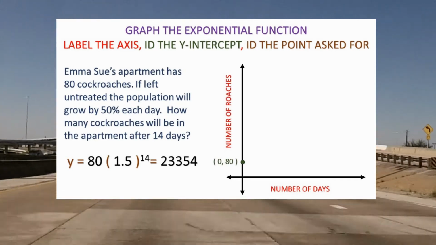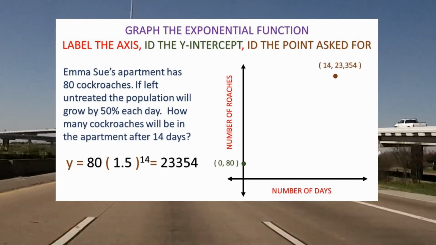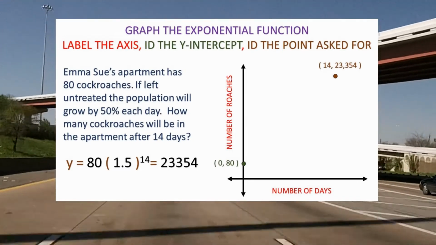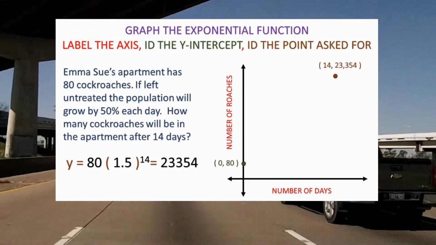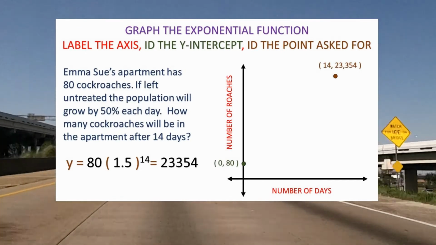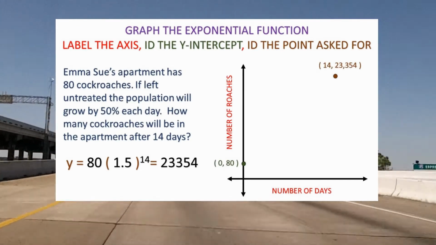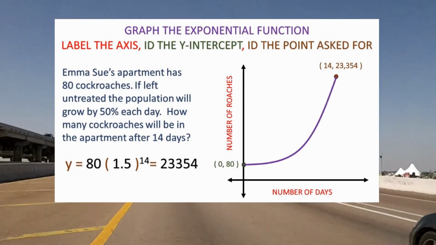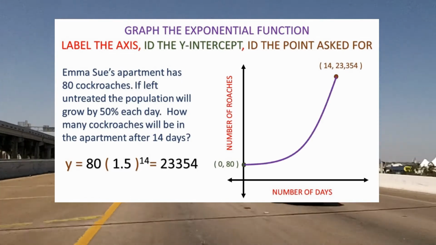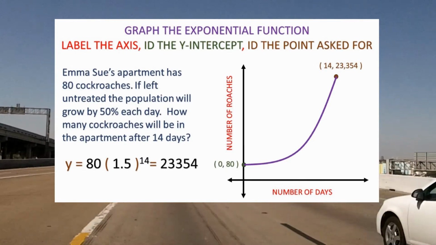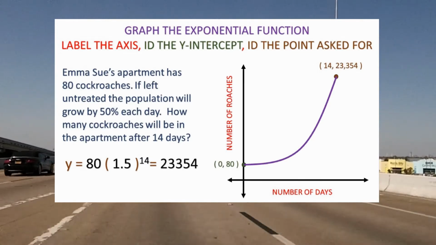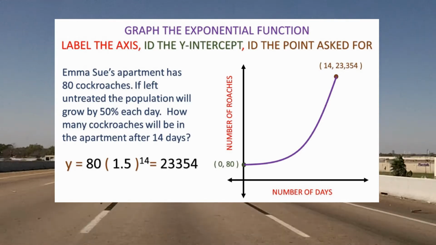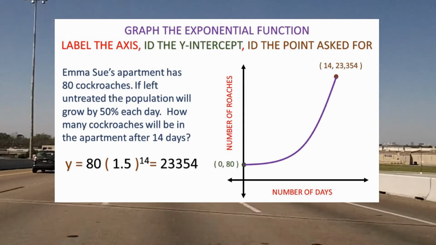Now we'll identify the point asked for, which is (14, 23,354). This will be in the upper right-hand corner of the first quadrant, since this is a graph of exponential growth. Now we'll connect the ordered pairs with an exponential growth curve, which will look something like this. This is a graph of the function with the cockroaches increasing by 50% each day to 14 days that starts off with 80 cockroaches.